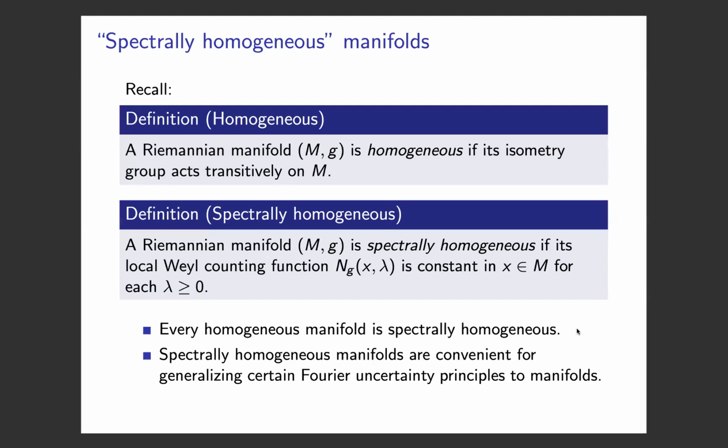We also like spectrally homogeneous manifolds for other reasons. In particular, they're particularly amenable to certain generalizations of Fourier uncertainty principles. The flatness you get from having a constant local counting function is actually really convenient in that particular setting. And that has to do with joint work with Alex Iosevich and Azita Mayeli.